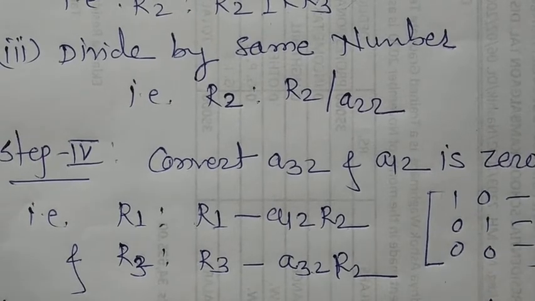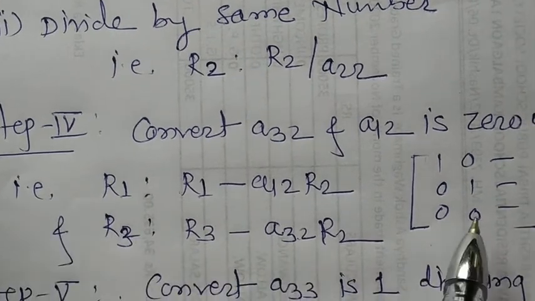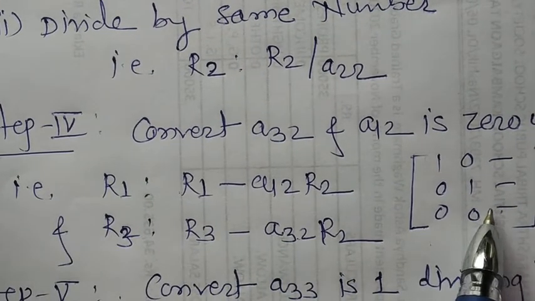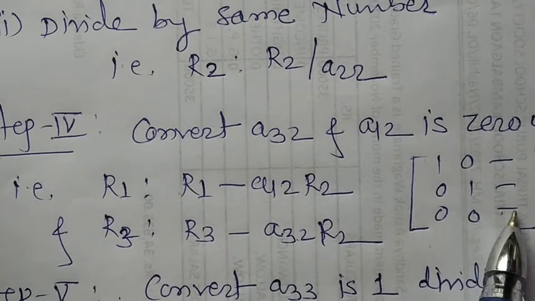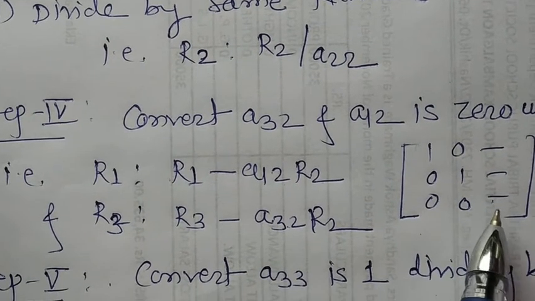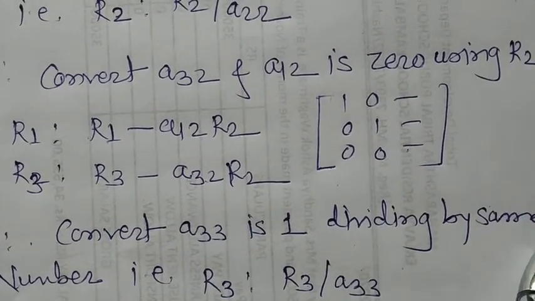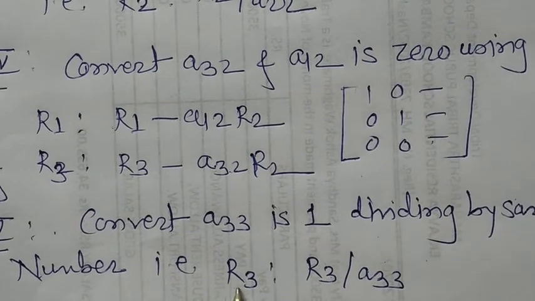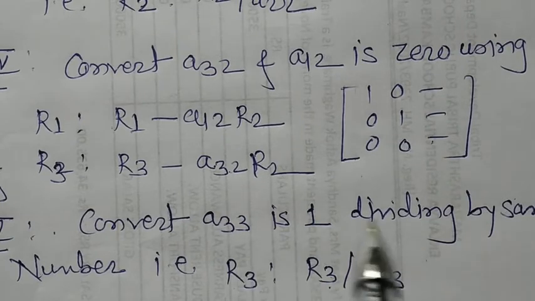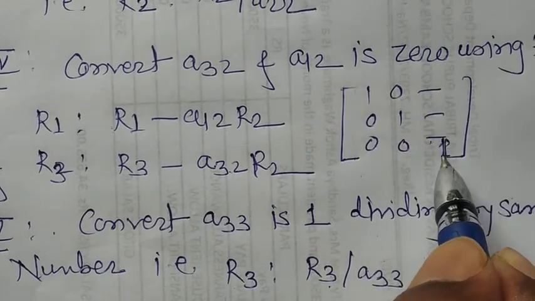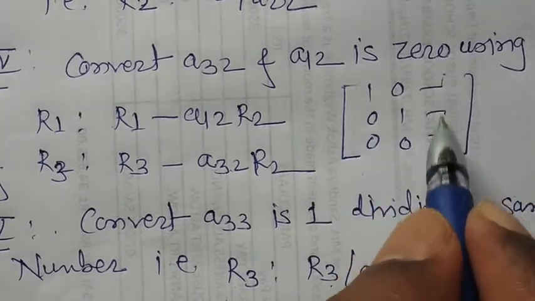Step 4 is completed, and we start step 5: A33 should be 1. There is no row left to use here, so our only process is to divide by the same number. Convert A33 by dividing by the same number, that is, R3 divided by A33. When the division is done, it becomes 1. Now if this is 1, converting the numbers above it becomes 0.